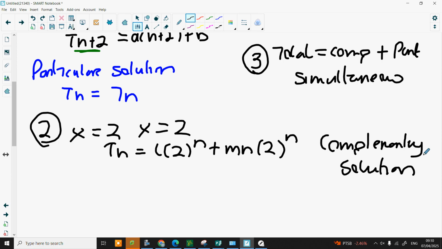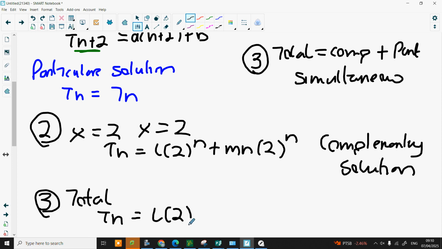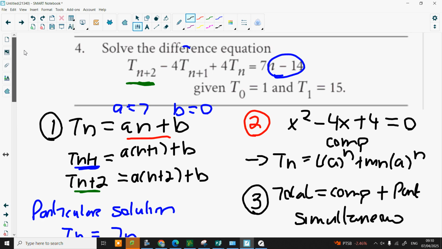Cool. Okay, now part three, total solution. So what's our total solution again? It's our complementary plus our particular. They're long, aren't they? Anybody get that far? Okay, what are we going to drag down now?